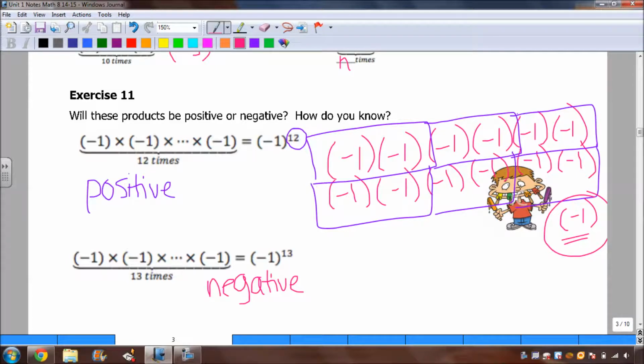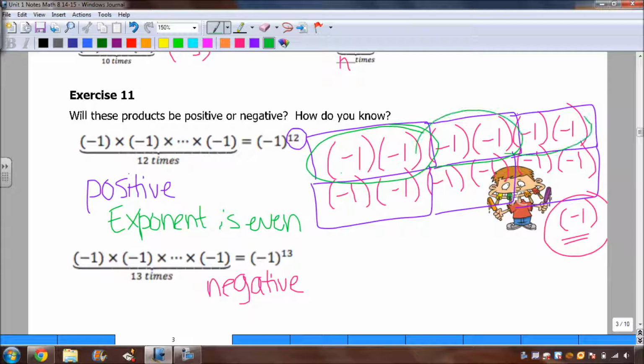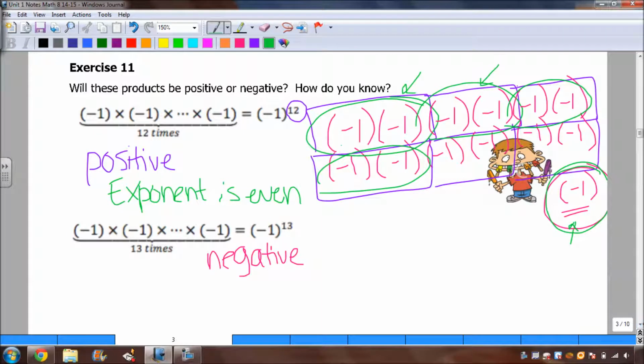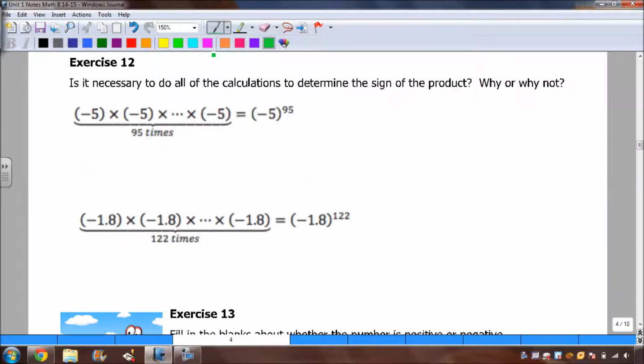All right, welcome back. You should have gotten that this answer is positive because the exponent is an even exponent. And when you have an even exponent, there's an even number of factors, which means that the negatives will multiply together in pairs to give you a positive, because two negatives give you a positive. As soon as you have an odd number, this odd man out right here doesn't have a partner to turn into a positive with, so that means that the answer is going to be a negative number. So the reason why this one is negative is because the exponent is odd. All right, so take a look at page 4.